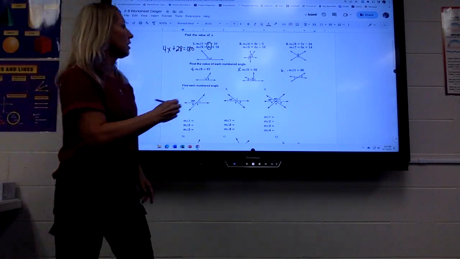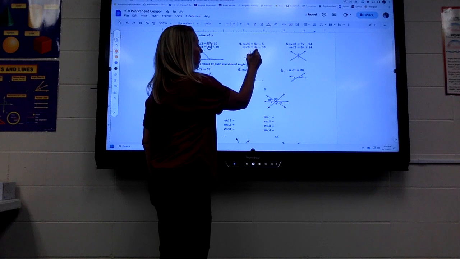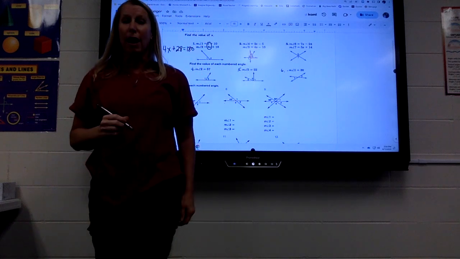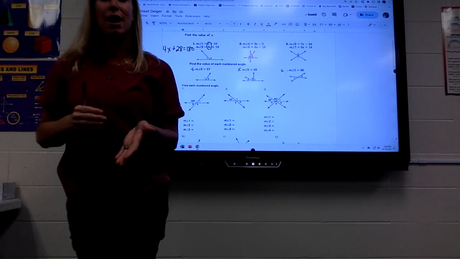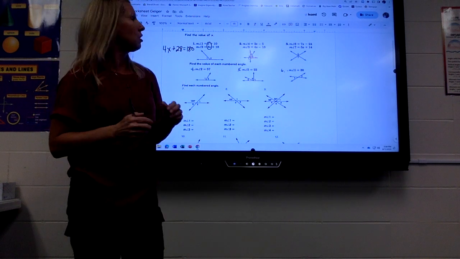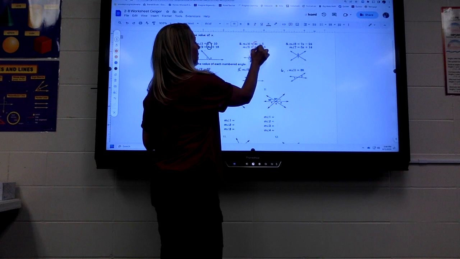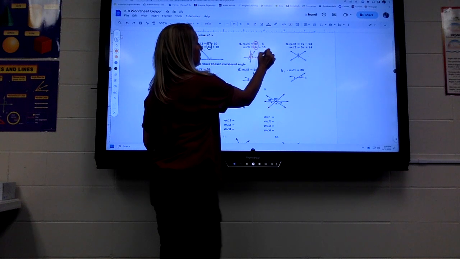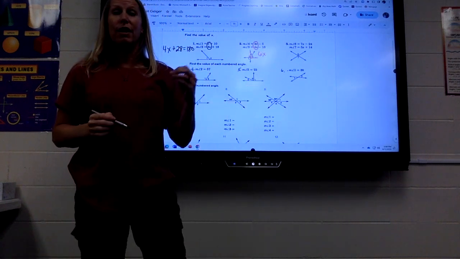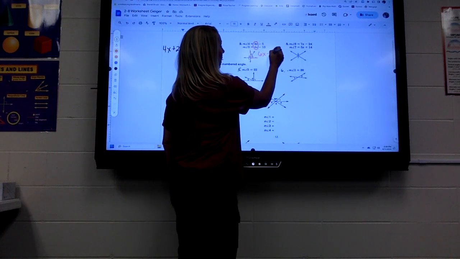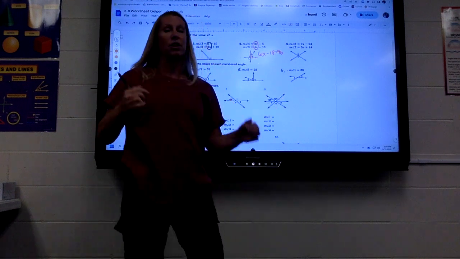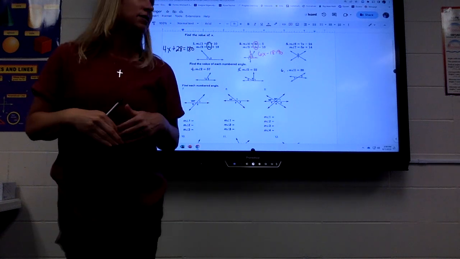On the next one, angles 4 and 5 make a right angle, so you would add them together and put it equal to 90. So again, combine like terms. 2x and 4x is 6x. Negative 5 and negative 13 is negative 18 equals 90, and then you will have to solve for x.